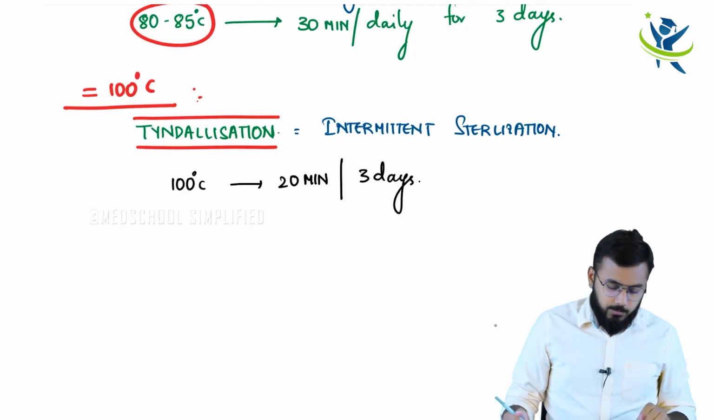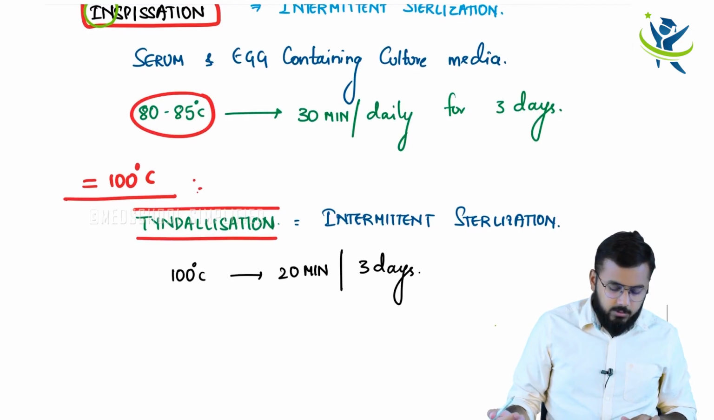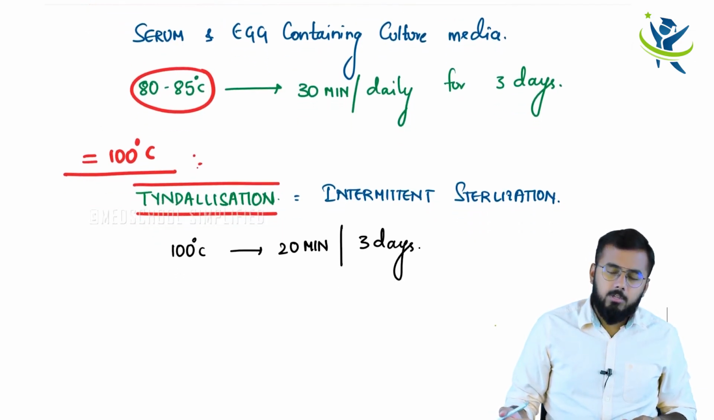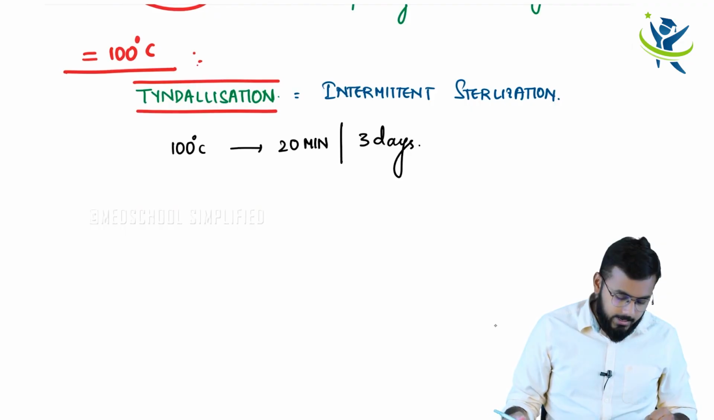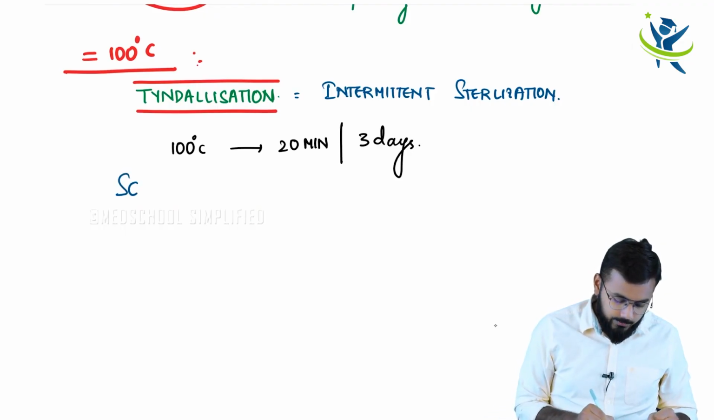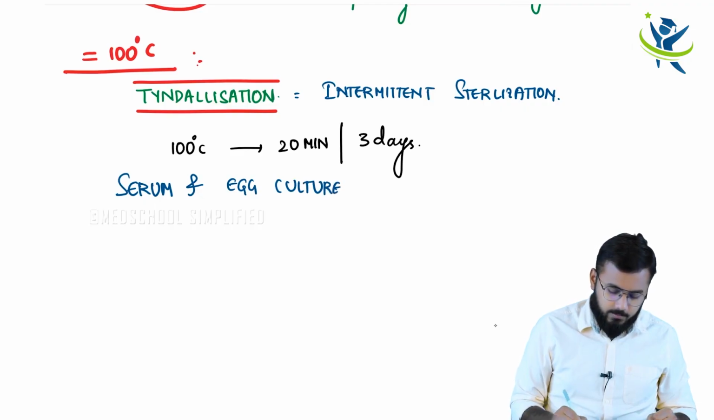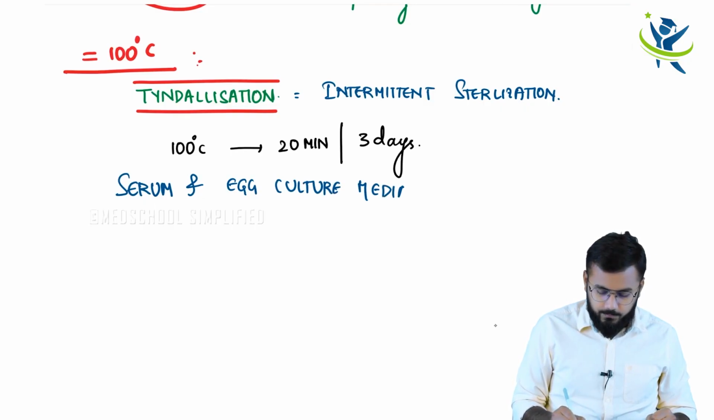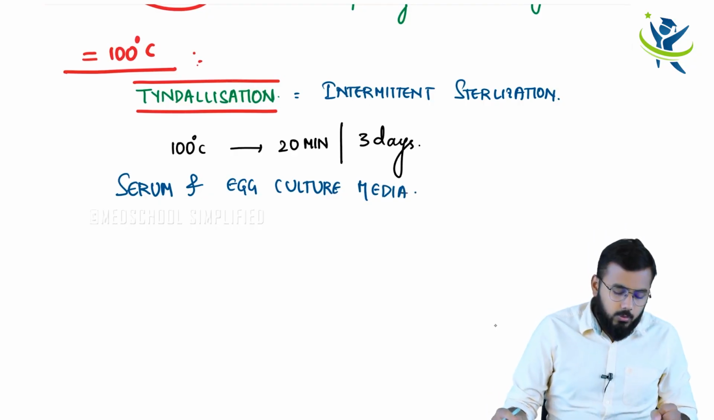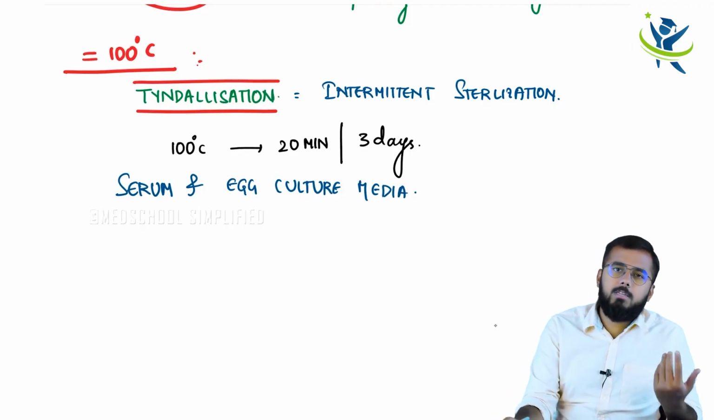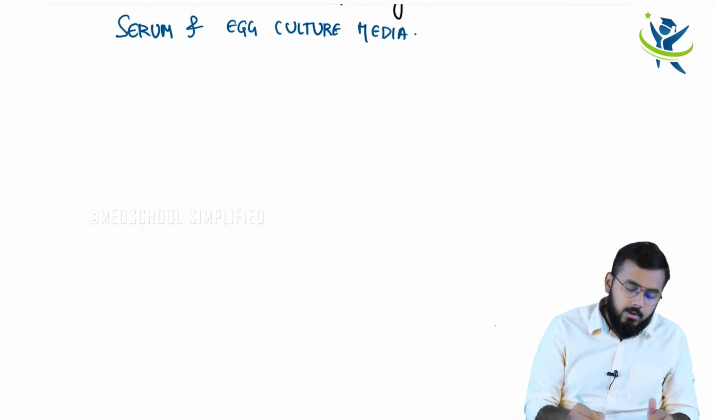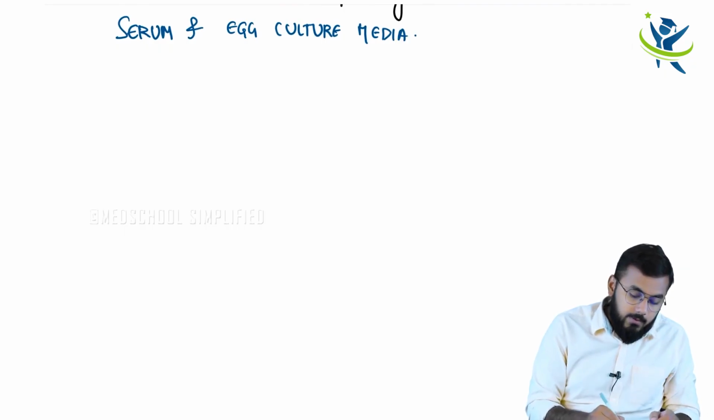Intermittent sterilization. So previously in inspissation I was using serum and egg containing culture media, right? So even here also I use the same serum and egg containing culture media. Egg culture media, right? So at 100 degrees there is only one method, that is tyndallization, and now we are switching on to the next one where we are sterilizing at more than 100 degrees centigrade.